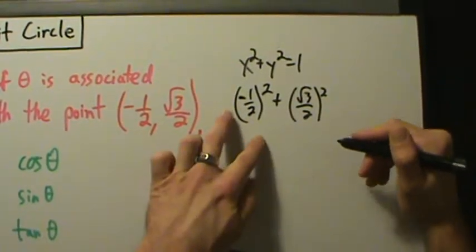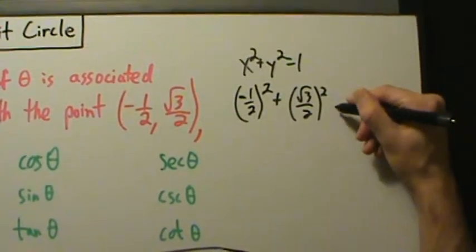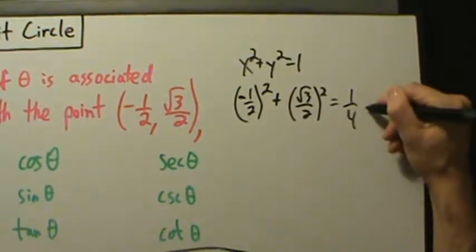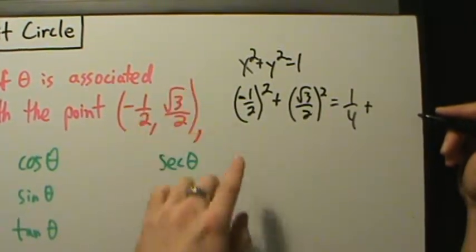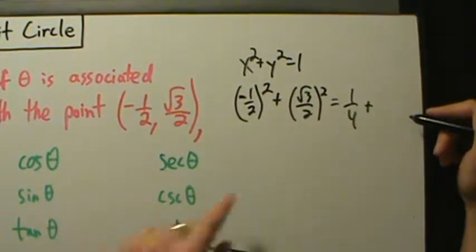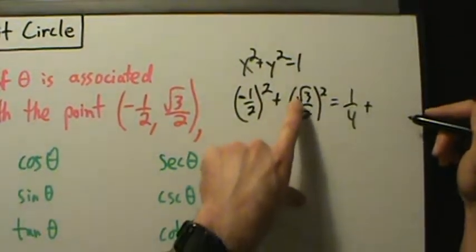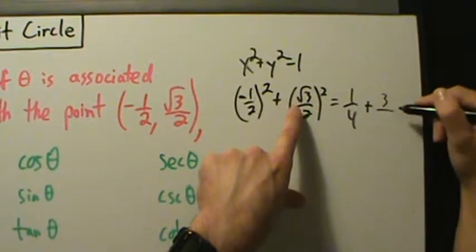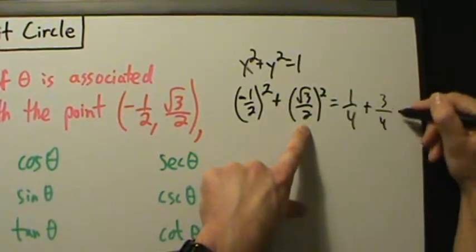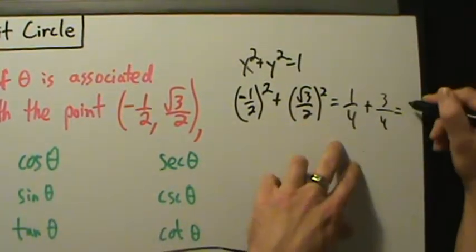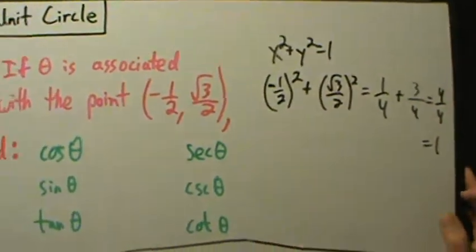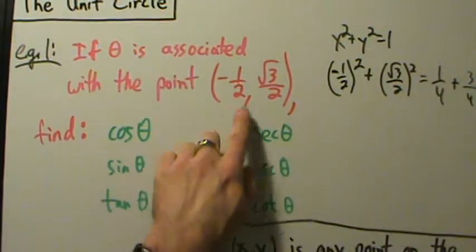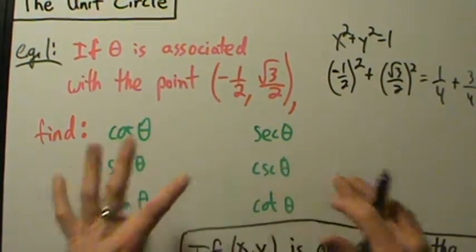So negative 1/2, if we square that, we get positive 1/4, because that's negative 1/2 times negative 1/2, so 1 over 2 times 2 is 1 over 4. Root 3 over 2 squared: root 3 times root 3 on top is 3, and on the bottom we have 2 times 2, which is 4. So 1/4 plus 3/4 is 4 over 4, which is just 1. Luckily, negative 1/2 comma root 3 over 2 is on the unit circle.